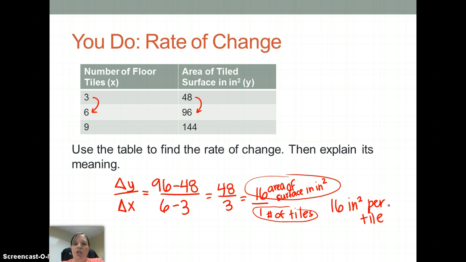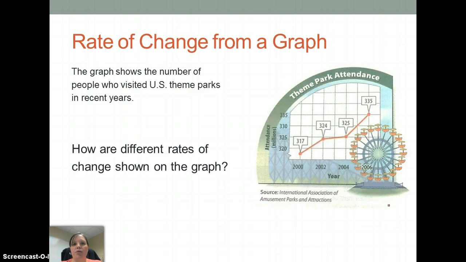So we say the word rate of change. From a table, it's easy to interpret it as just the change amount. The other word we want to use for it, and when we talk about looking at a graph now, this graph shows the number of people who visited U.S. theme parks in recent years, and the word recent is obviously loosely used here because 2006 wasn't so recent. But the other word that we can use to talk about rate of change, and this goes into how different rates of change are shown on the graph, they're shown by different slopes.